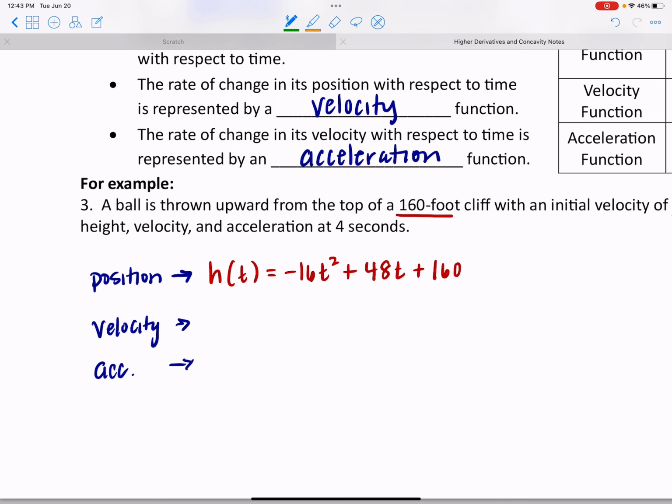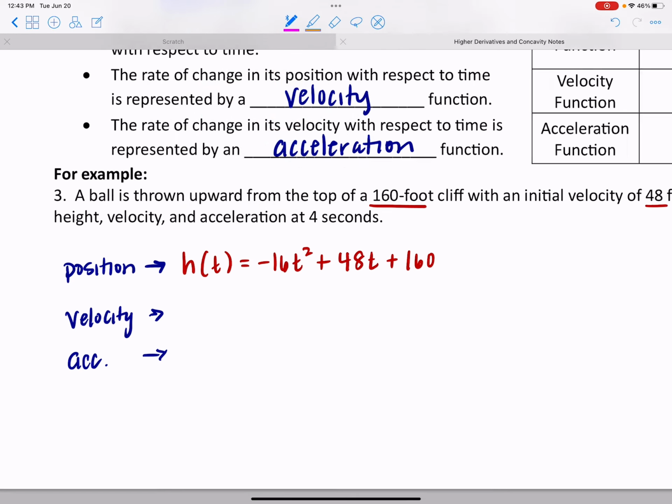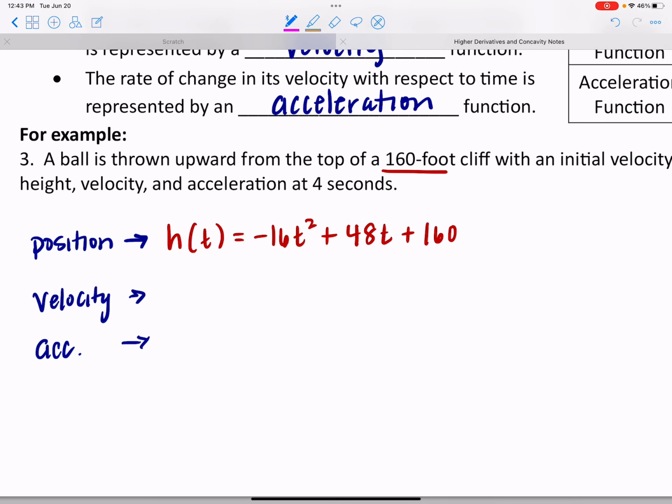All right, so we have our position function just based on the given information. If I want the velocity function, that's just the first derivative of the position function, so that's going to be negative 32t plus 48. And if I want the acceleration function, that's just the second derivative, the derivative of the first derivative, which would just be negative 32. All right, so we've done it. Now we want to find each of these things at 4 seconds. At 4 seconds, what's the distance that we've moved? How fast have we moved? And how fast have we accelerated?